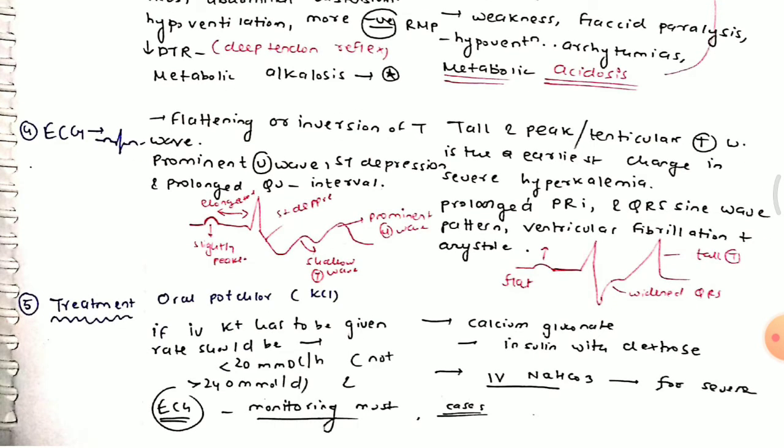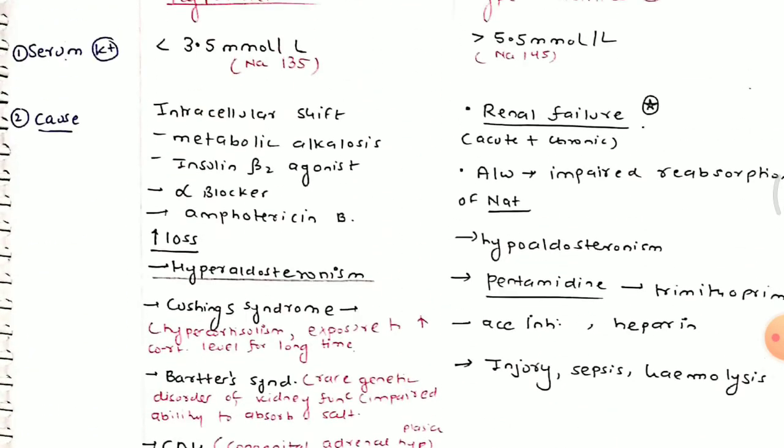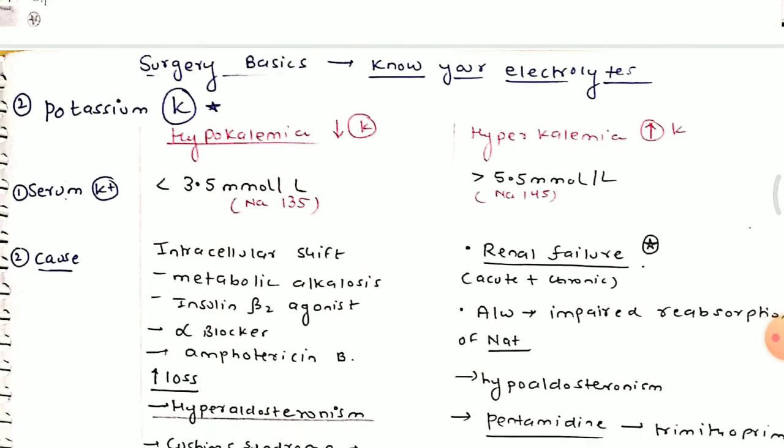Some of the basic treatment for hypokalemia could include oral potassium chloride, KCl. If IV potassium has to be given, the rate should be less than 20 millimole per hour and not greater than 24 millimole per day. And ECG monitoring is a must in all the cases of hypokalemia and hyperkalemia respectively. So with this we have tried to cover hypokalemia.